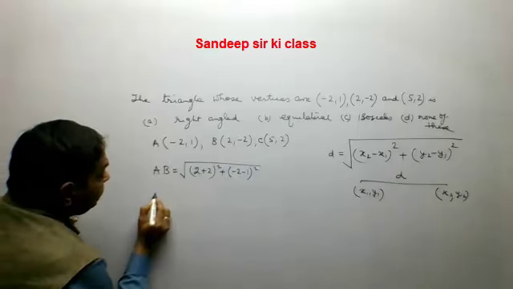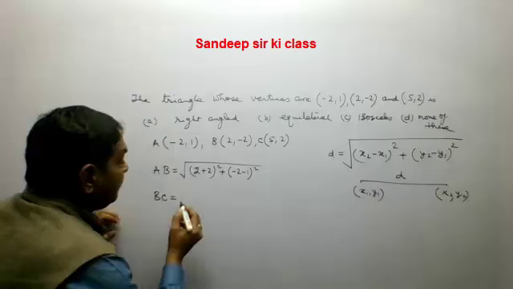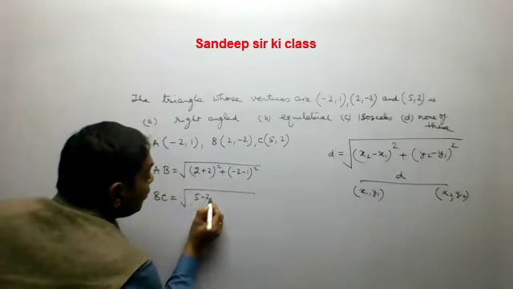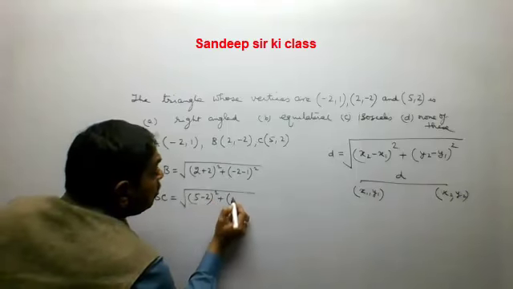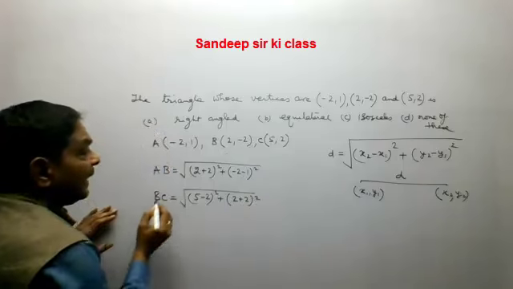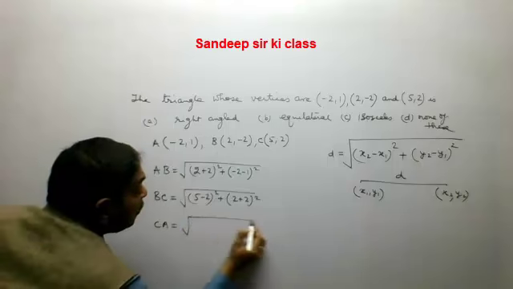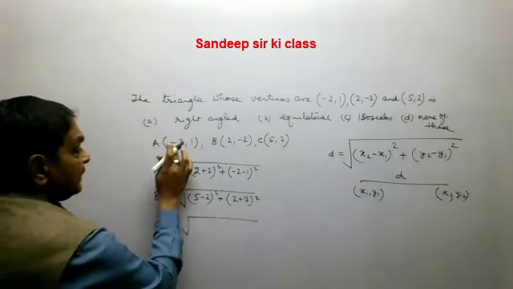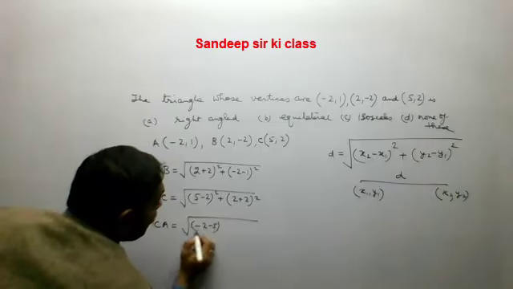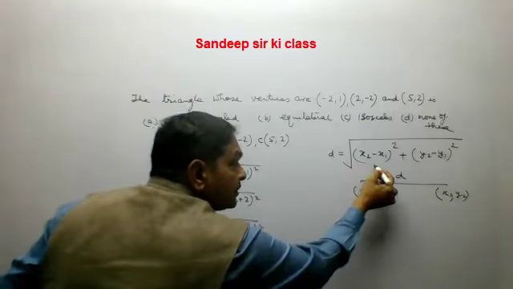Again BC, which is the second side of that triangle. It is under root (5 minus 2) whole square plus (2 minus (-2)), so it will be (2 plus 2) whole square. And CA, the third side of the triangle, which is equal to under root (-2 minus 5) whole square plus (1 minus 2) whole square. I have used this formula.